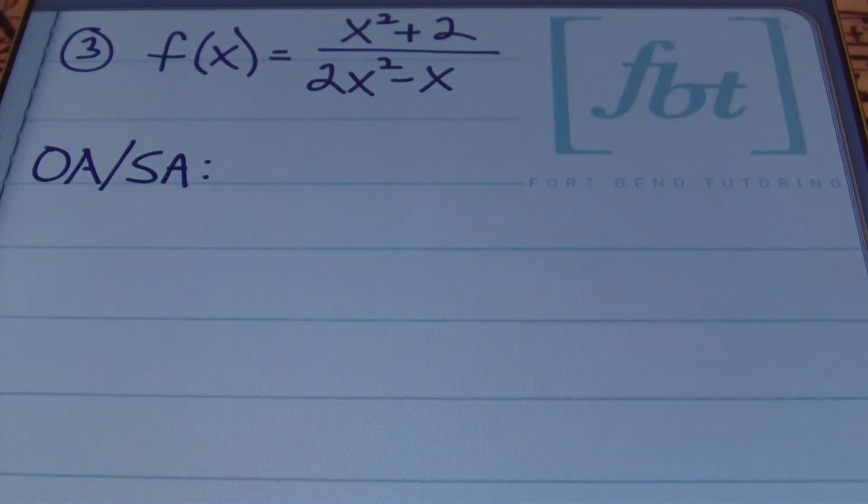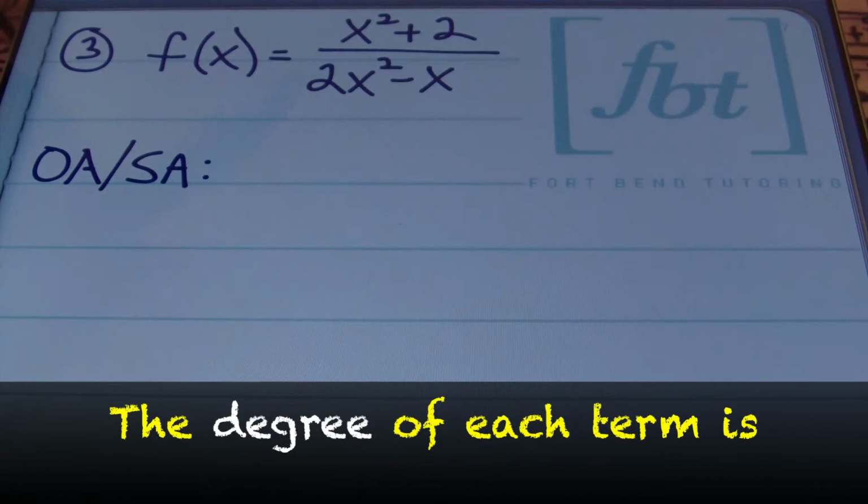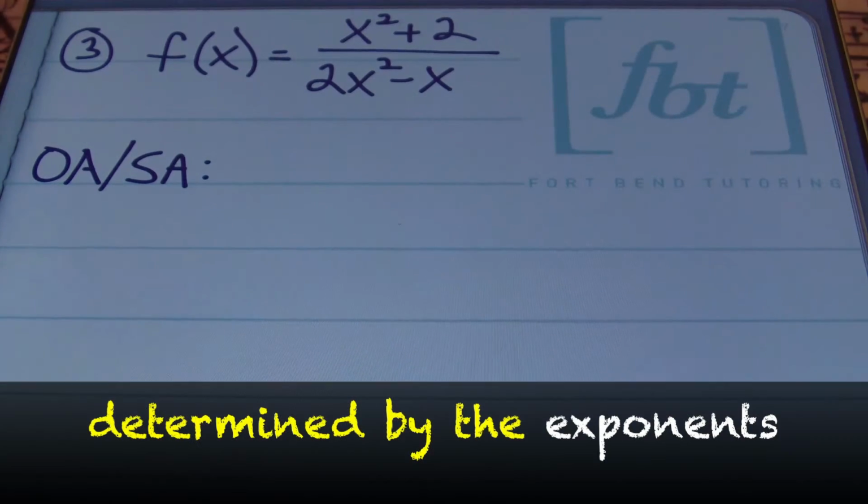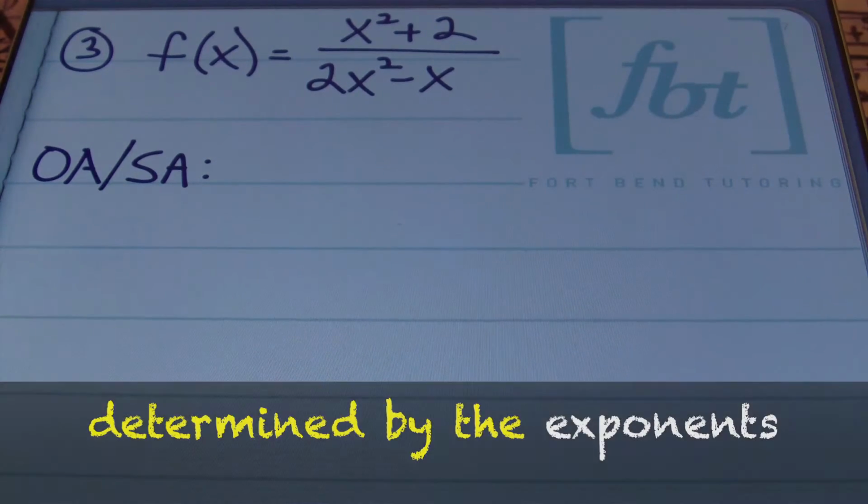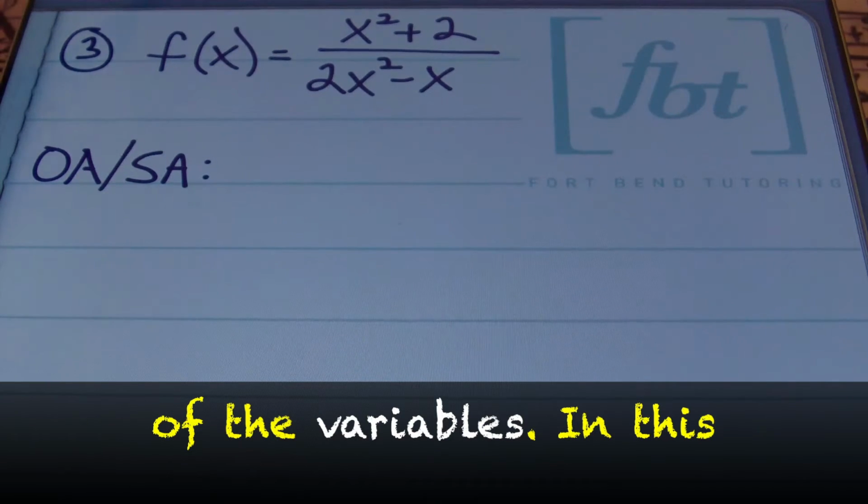In problem number 3 we have f of x equals x squared plus 2 divided by 2x squared minus x. We're going to find the slant asymptote, but we need to verify whether we have the correct situation. Remember, we need the highest exponent in the numerator to be one more than the highest exponent in the denominator. In this case, the highest degree in the numerator is 2, and the highest degree in the denominator is 2. That's the same. The highest degree in the numerator is not one more than that of the denominator. It's the exact same. So in this case, you don't have a slant asymptote.